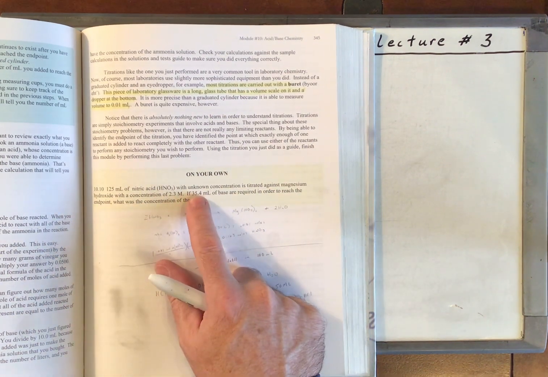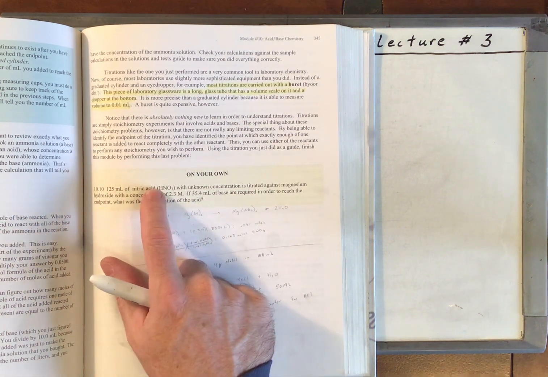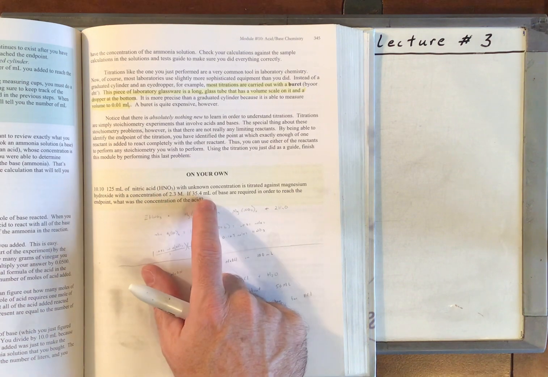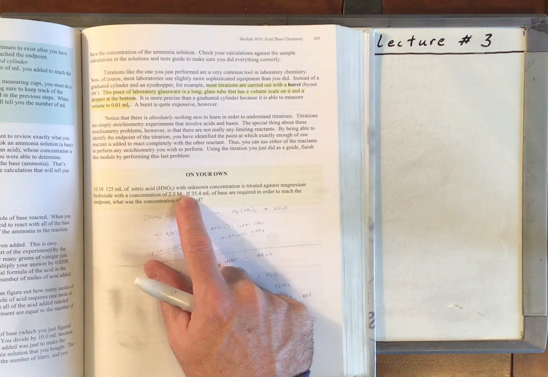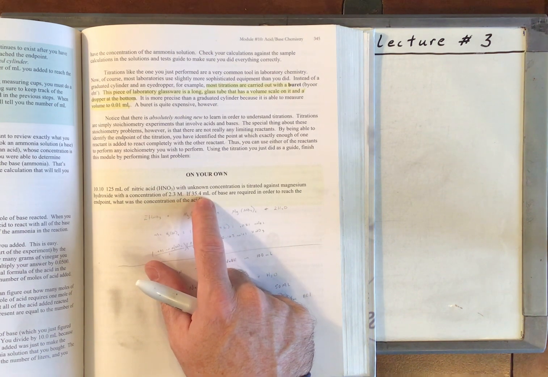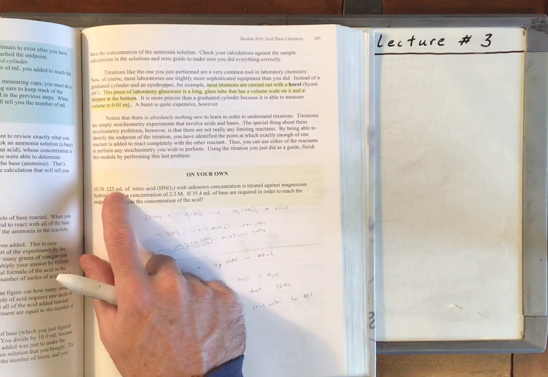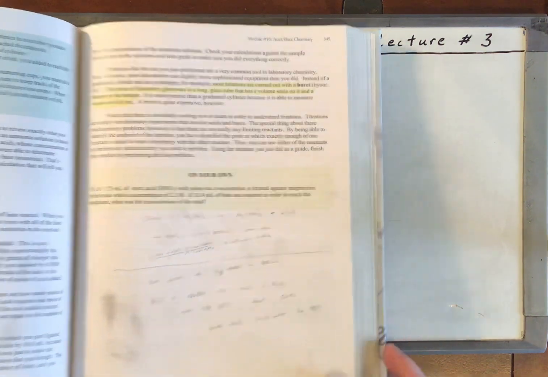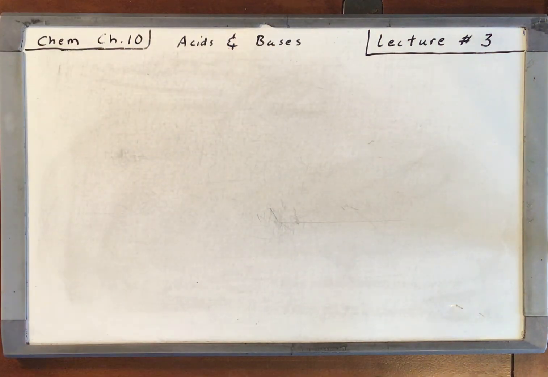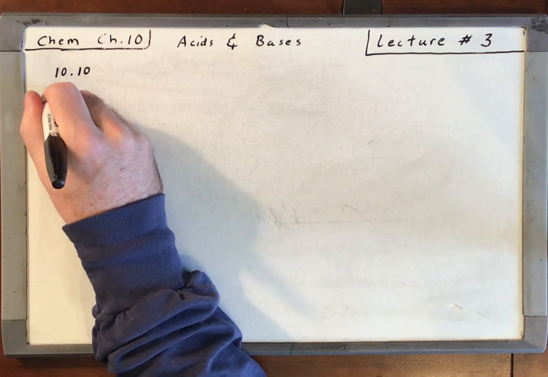It takes 35.4 milliliters of the base in order to reach the endpoint. What that means is the base was in the burette. We dripped it down into the acid, 125 milliliters of the acid, and in order for the indicator to change colors, it took 35.4 milliliters of that. What is the concentration of the acid? We know how much volume we have of the acid, but we don't know the concentration. All right, step 1. We've got to get a balanced equation. All right, so 10.10, page 345.